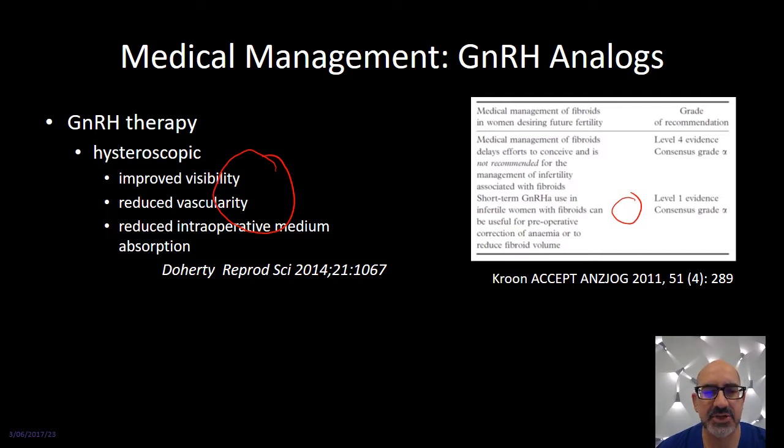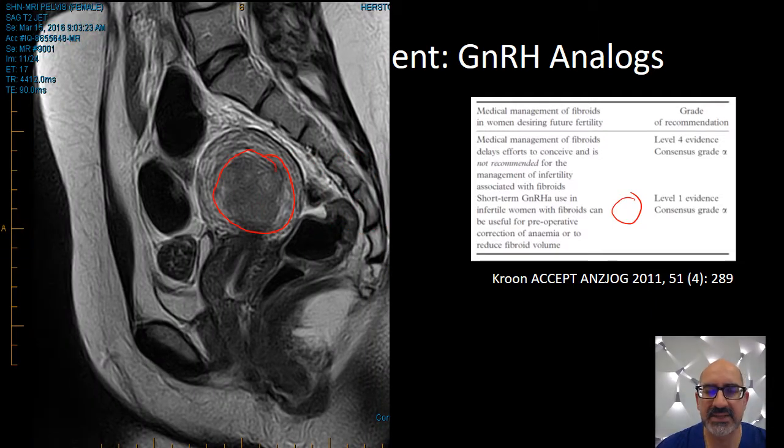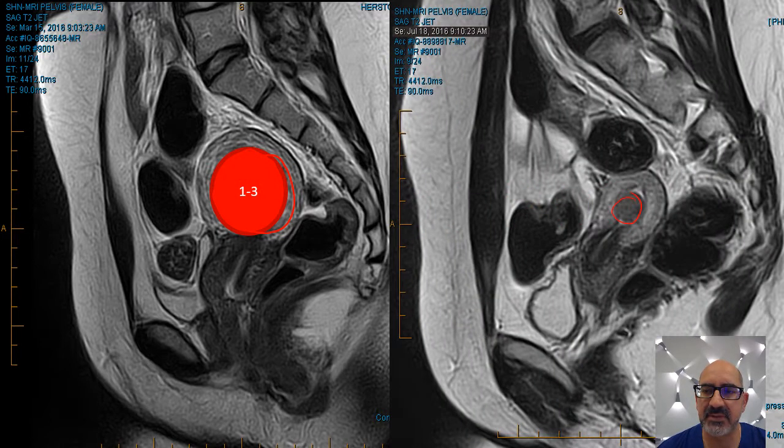Hysteroscopically, GnRH therapy has been shown to improve visibility, reduce vascularity and reduce intraoperative medium absorption. This is the effect of GnRH analogs on a fibroid. This is a young woman who presented with a large fibroid, as is demonstrated over here, and she was commenced on GnRH therapy, and in fact this large fibroid converted into this small mass after 3 months of treatment. So what was potentially quite a large intervention wound up being a very simple hysteroscopic myomectomy.